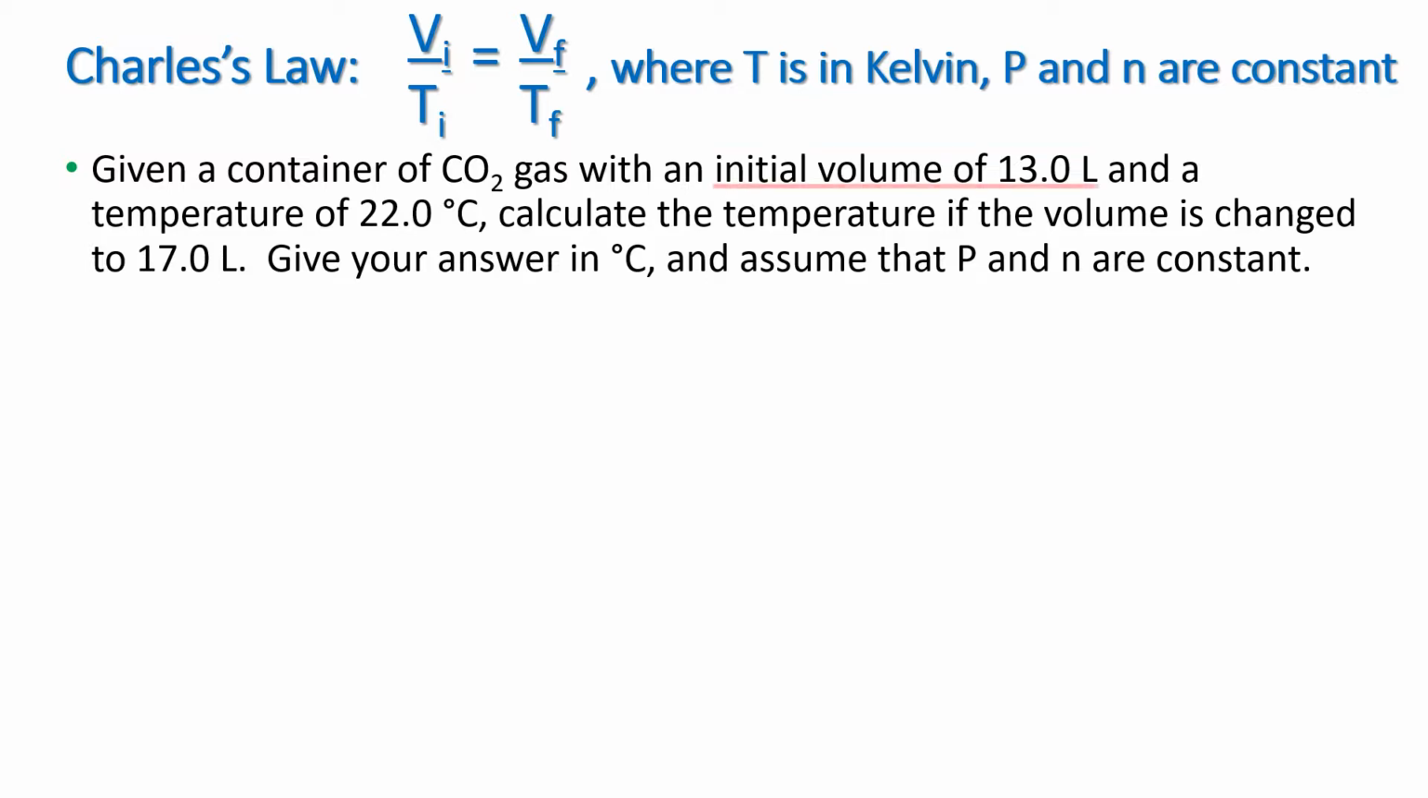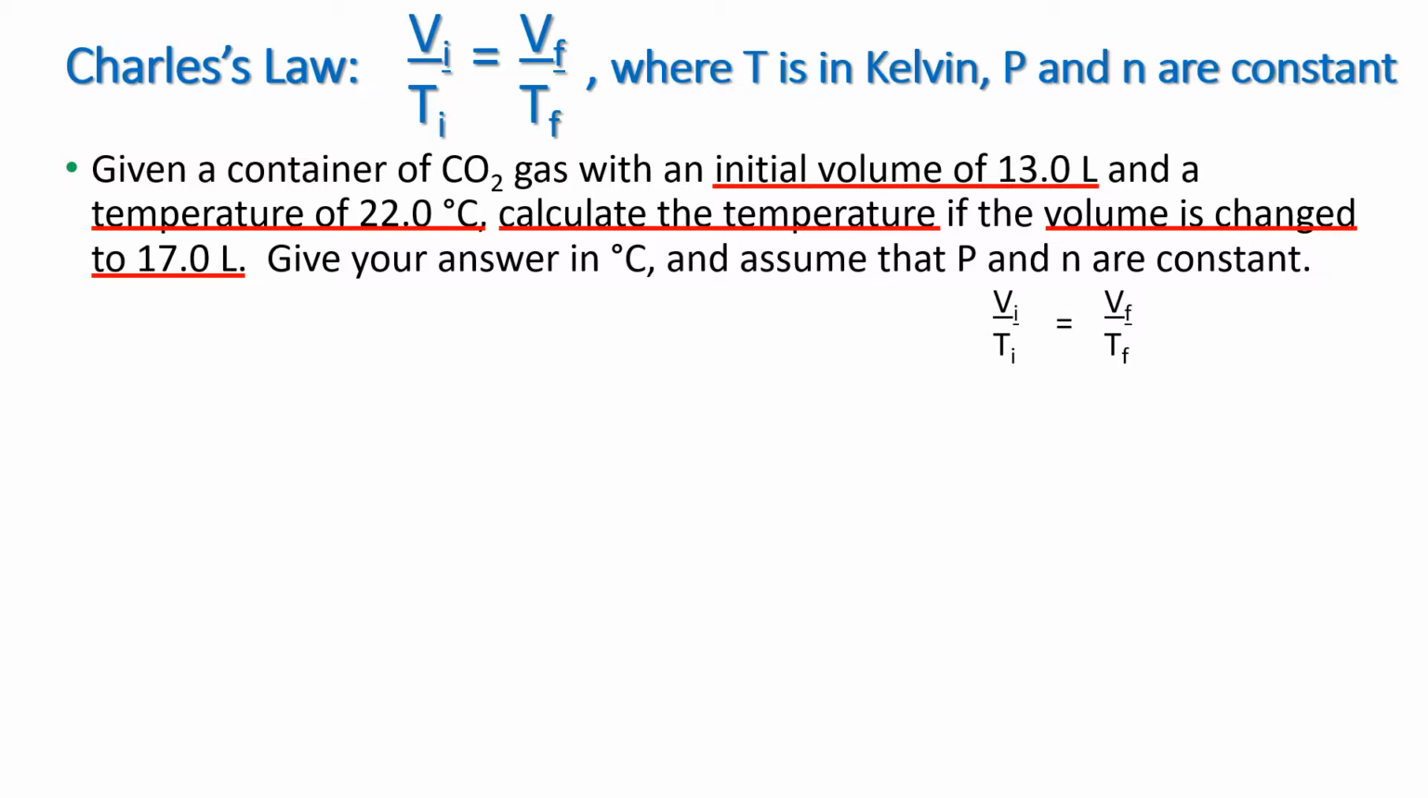So let's take a moment and see what it is that we're given. So first of all, we're given that we have an initial volume of 13.0 liters, and we're also given an initial temperature of 22.0 degrees Celsius. The volume of our container mysteriously changes to 17.0 liters, and we're being asked to find what the new temperature is now that the volume has been altered. Now, because we're given the variables of volume and temperature, where pressure and moles are held constant, we know we're going to be using Charles's law.